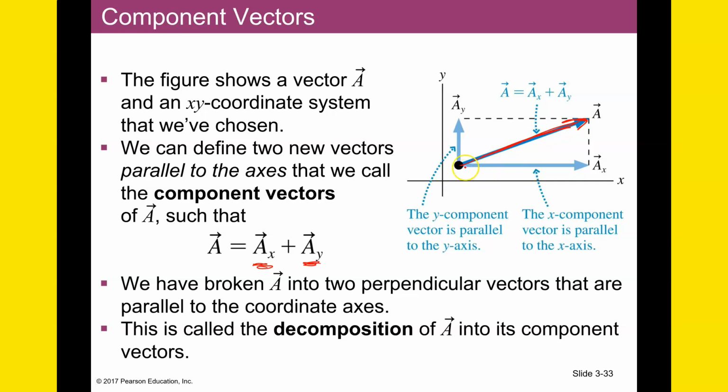One of its components would be A sub X. The other component would be A sub y, and they would go directly in the x direction and directly in the y direction. You could think of it as a parallelogram like that, or as a right triangle. Again, it's the same thing. But either way, A sub X would be the horizontal piece. A sub Y would be the vertical piece, whether you thought about it as being here or here. So that's A sub X.